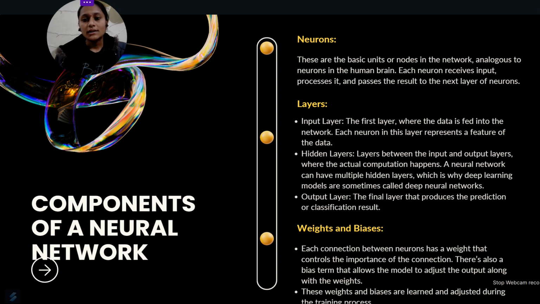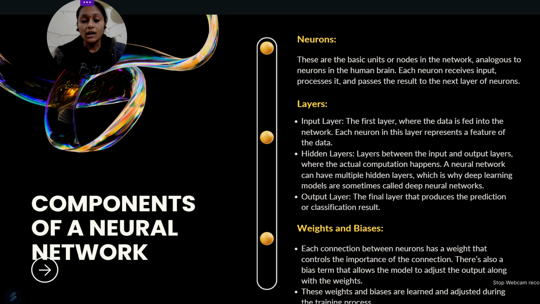First, neurons. These are the basic units or nodes in the network, analogous to neurons in the human brain. Each neuron receives input, processes it, and passes the result to the next layer of neurons. Second is layers. Input layer, the first layer where the data is fed into the network. Each neuron in this layer represents a feature of the data.